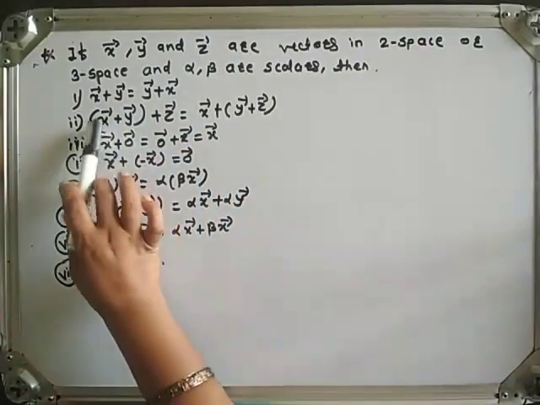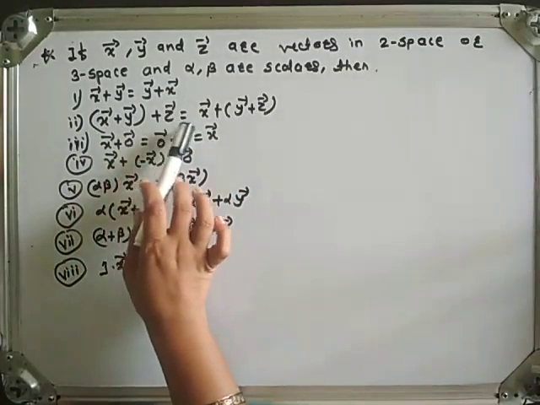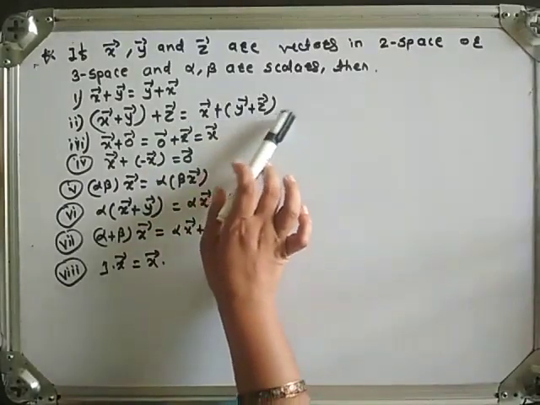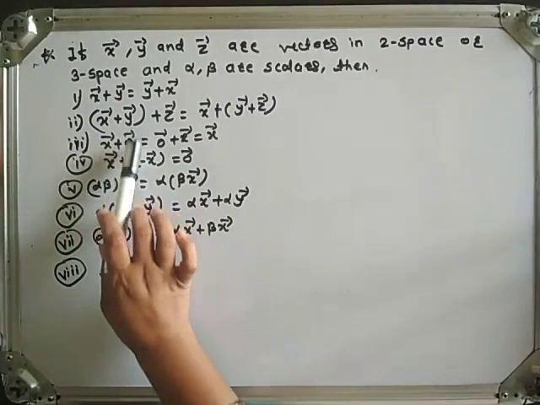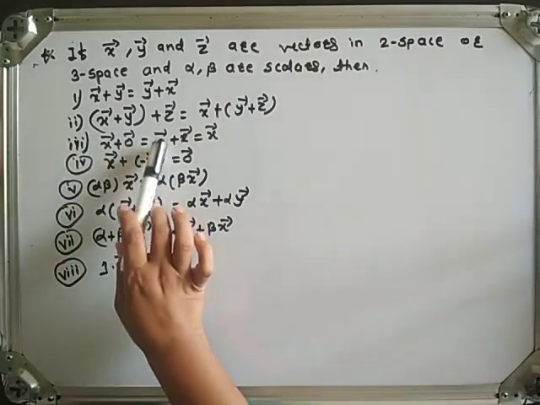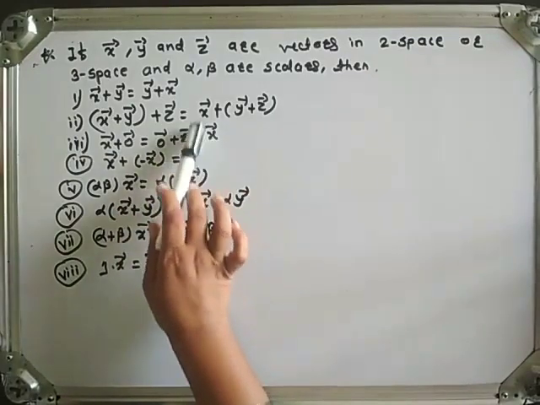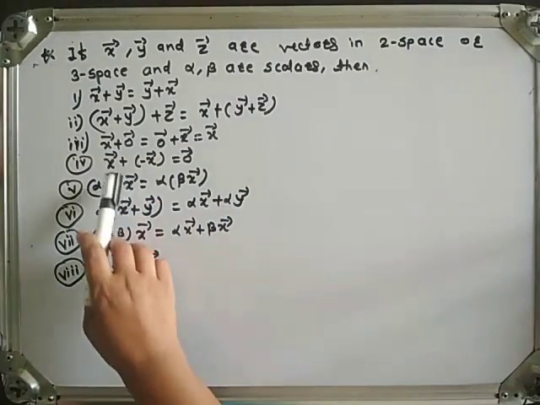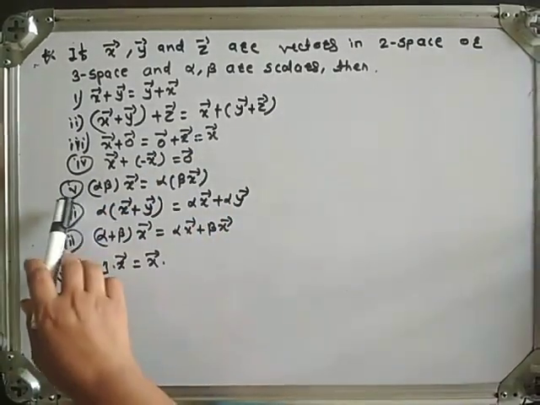Second property is (x bar plus y bar) plus z bar is equal to x bar plus (y bar plus z bar). Third property is x bar plus 0 bar is equal to 0 bar plus x bar, which is nothing but x bar. Fourth property is x bar plus minus x bar is equal to 0 bar.